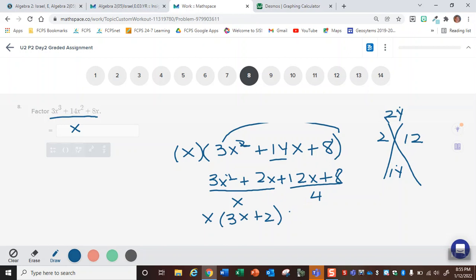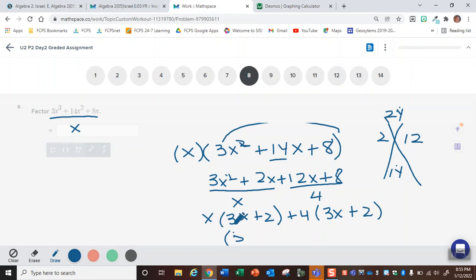And then here's my GCD, so it comes in front. And then I'm dividing 3x, 12 divided by 4 is 3, 8 divided by 4 is 2. So this is good, those match up. So then I've got the 3x.